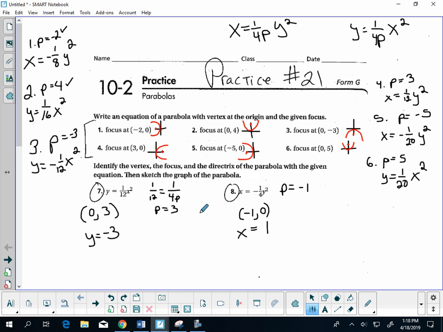On number 8, I know that this one is going to be sideways and open to the left. Because it's x equals and it's a negative sign, my p-value is negative 1. So my focus is going to be negative 1, 0. As I said, I know it's opening to the left, so that focus has to be inside of that parabola. And my directrix would be x equals 1. It has to be x equals because it's going to be a vertical line.